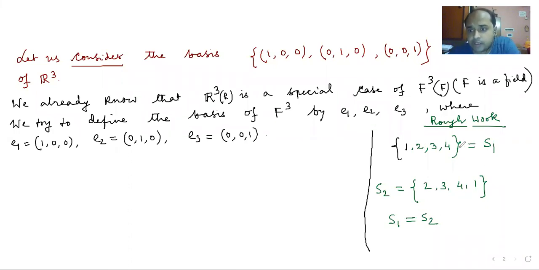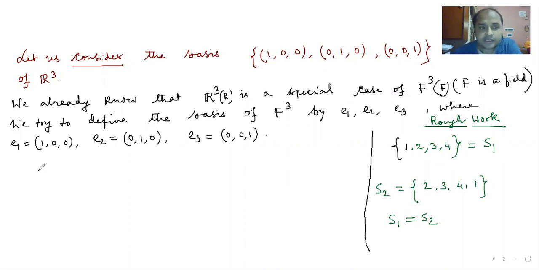So when someone selects a set like S1 equals 1 2 3 4, and another person selects a set like S2 equals 2 3 4 1, actually we say that these sets are same. For the position of the elements is not important, we already know it.